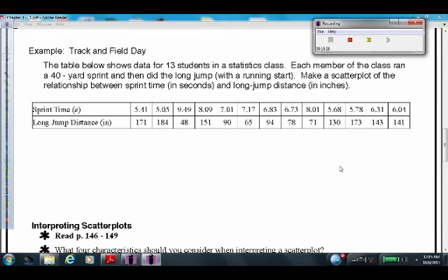So we're going to make a graph here. The table below shows the data of 13 students in a statistics class. Each member of the class ran a 40-yard sprint and then did the long jump with a running start. Make a scatter plot of the relationship between sprint time in seconds and long jump distance in inches. When making a scatter plot, you have to decide which variable should go on each axis. Label and scale your axis and plot individual data values.